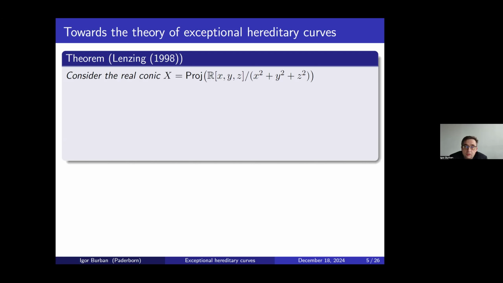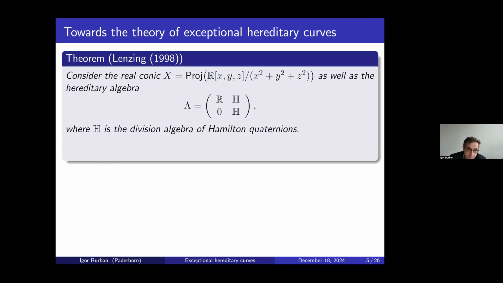And we know that a conic is a projective line if our field is algebraically closed, but if not, then not. So the equation x squared plus y squared plus z squared equals zero actually has no real solution, but still we can take the corresponding scheme. We can speak about vector bundles, coherent sheaves. So it is a reasonable category. And the result is that we can consider the following algebra lambda.